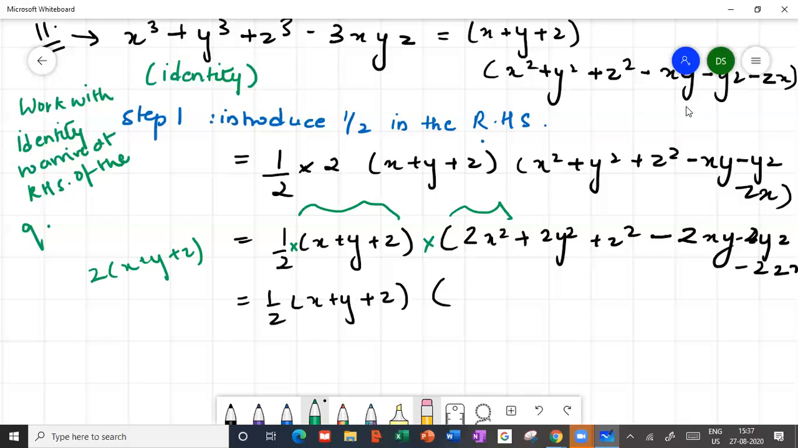Like here in this bracket, I have to multiply 2 with every term. I can't skip a term here. That is correct. Okay, so if I just bring the terms together, it will be 2x square plus 2y square minus 2xy. Okay, this is just to show you.